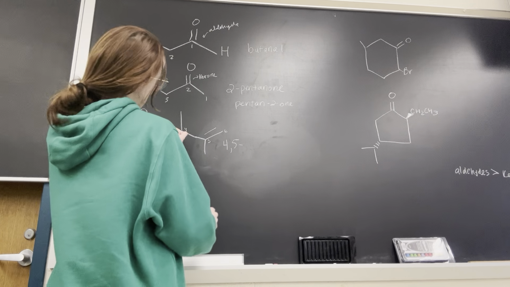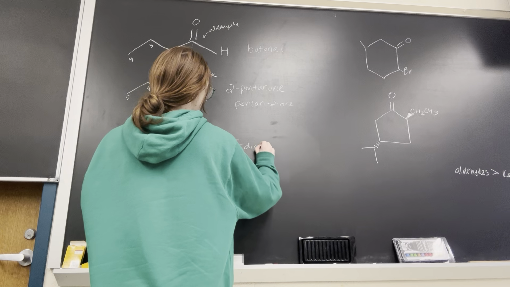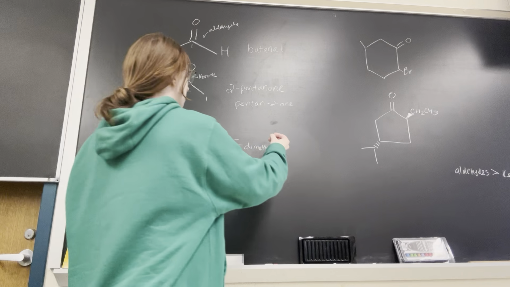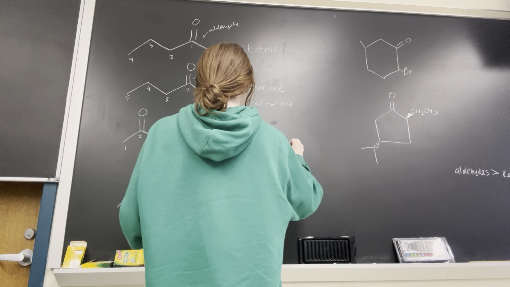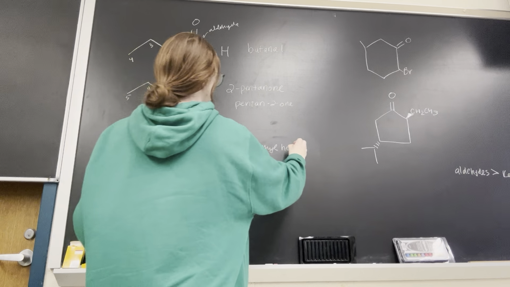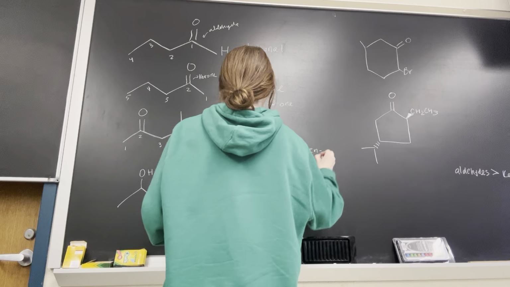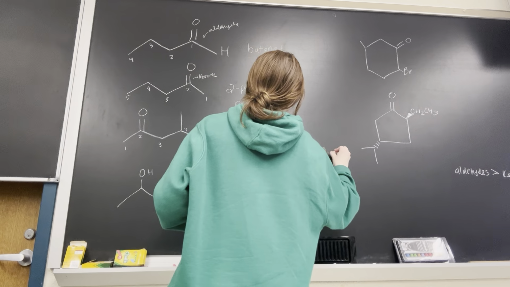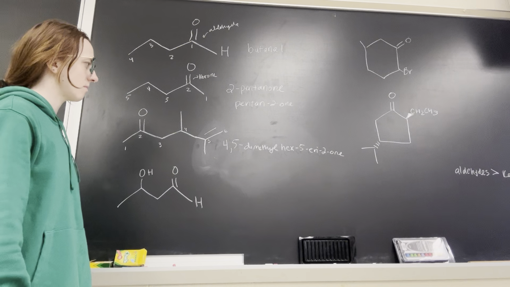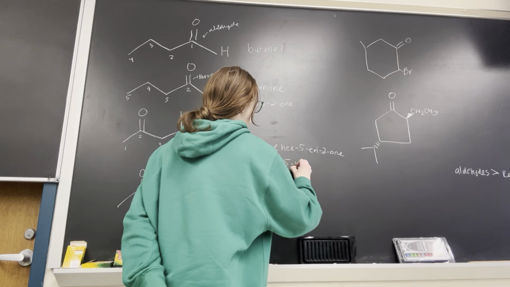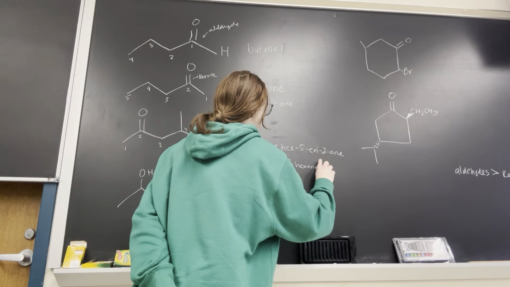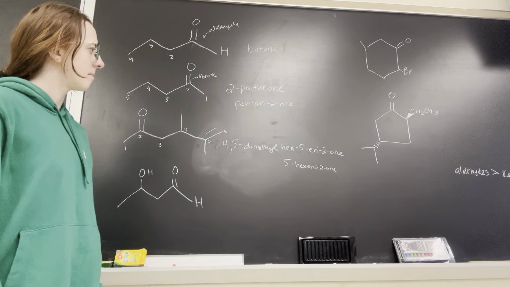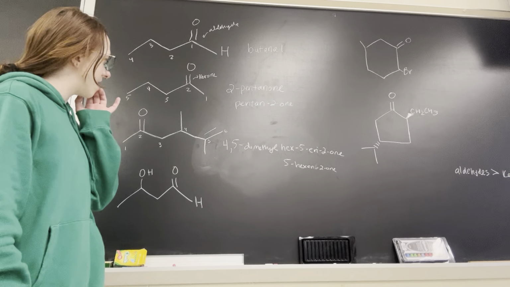So 4,5 dimethyl. And then this has 6. So this is hex. I'm gonna do 5-ene, or you put the E there, it really doesn't matter. 2-ol. Or 5-hexen-2-ol, if you prefer that way. Any questions about that?